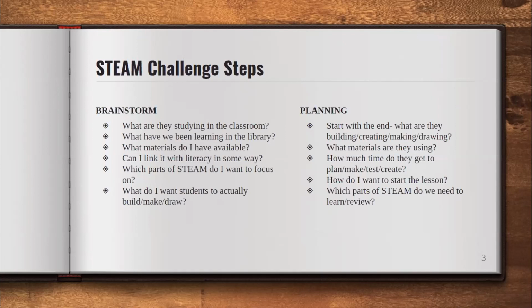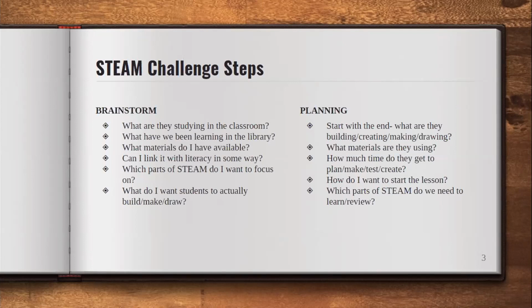So after I do some of that brainstorming, I start doing my planning. And the first thing I do is I think about what we want to have produced at the end. So I start with the end in mind. Then I make a decision about what materials they're going to use. And sometimes that just comes down to accessibility. What do I have available to me? What can I get really cheaply at the dollar store? Especially because a lot of the time I end up doing this challenge with 8 classes in one day. So that's a lot of materials. And then I think about how much time I want to give them for each of the steps.